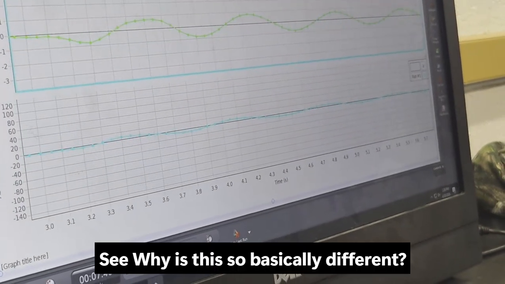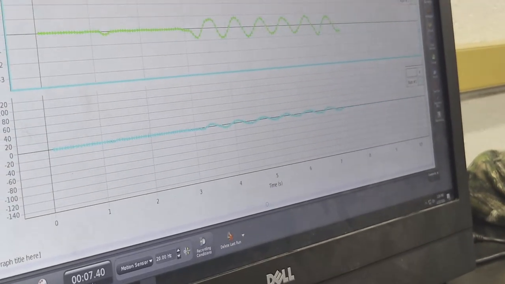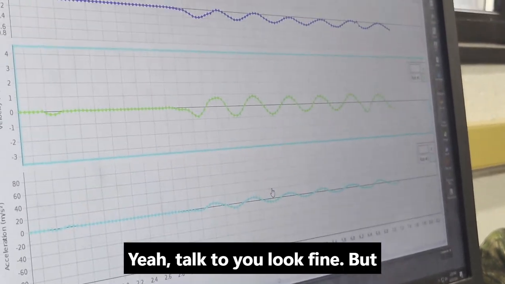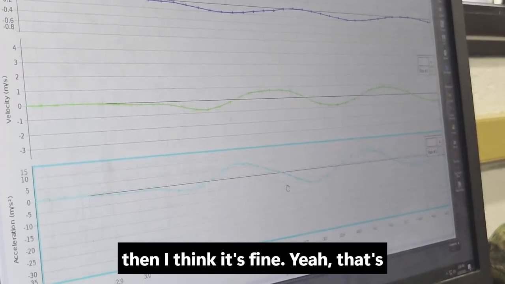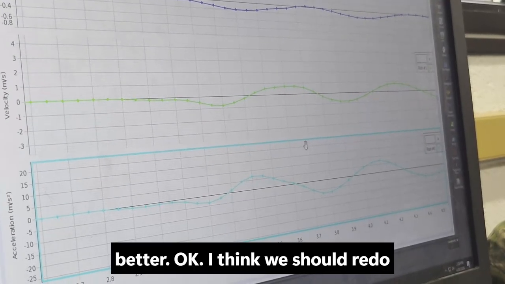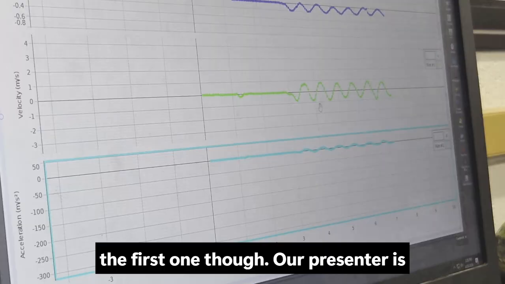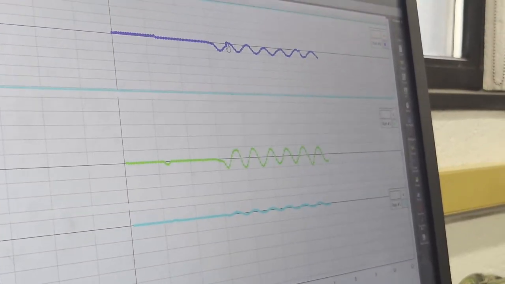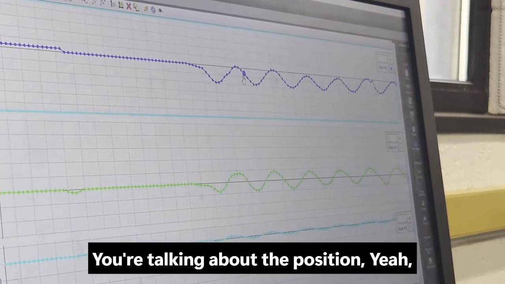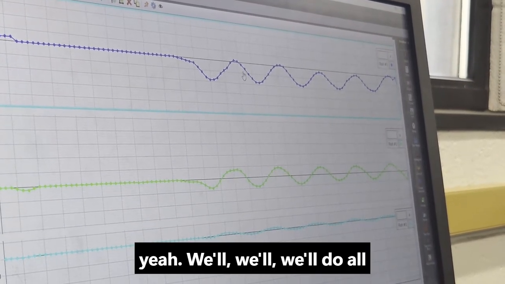See, why is it so vastly different? Yeah, the top two look fine, but then the acceleration. I think it's fine. That's better than before. I think we should redo the first one though. Our percent error is going to be jacked. You're talking about the positions? Yeah, we'll redo all of the information.